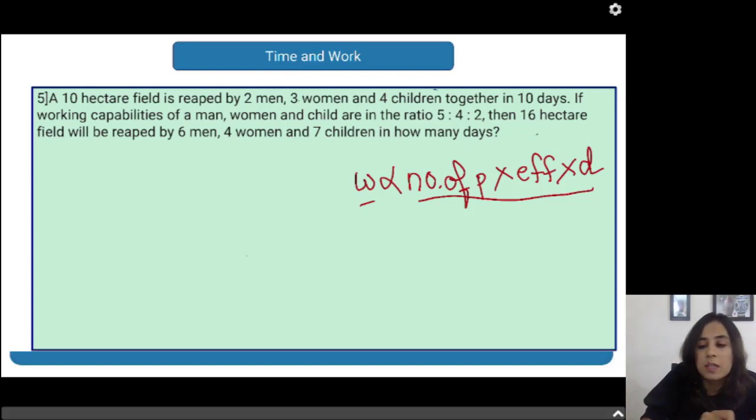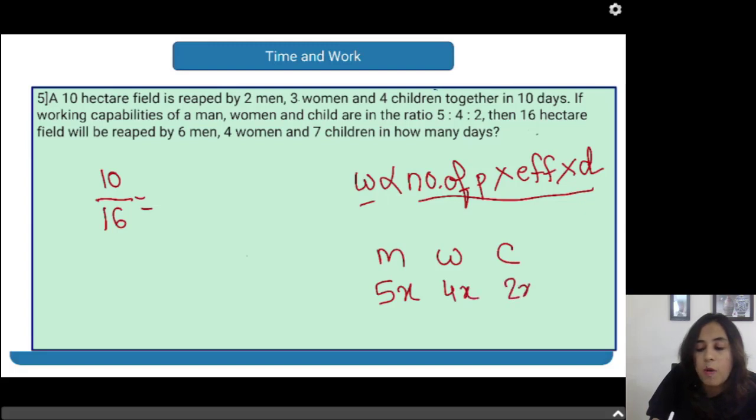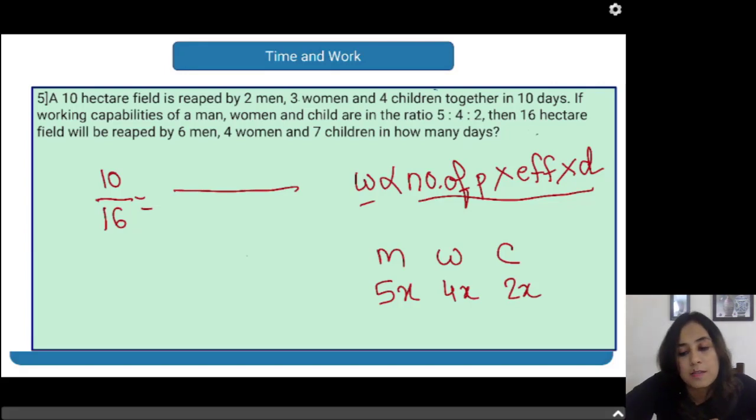Now you have to take the ratio of W1, which is 10, and W2, which is 16. You already know the number of people that are working and their efficiency. So we have the efficiency of man, woman and children as 5x, 4x and 2x. All you need to do is put it in this particular formula and get the answer for the number of days that are going to be required. So this particular question, guys, is not going to take 90 seconds, but still I'm giving you a time of 90 seconds. See to it that you solve it correctly. Your time starts now.